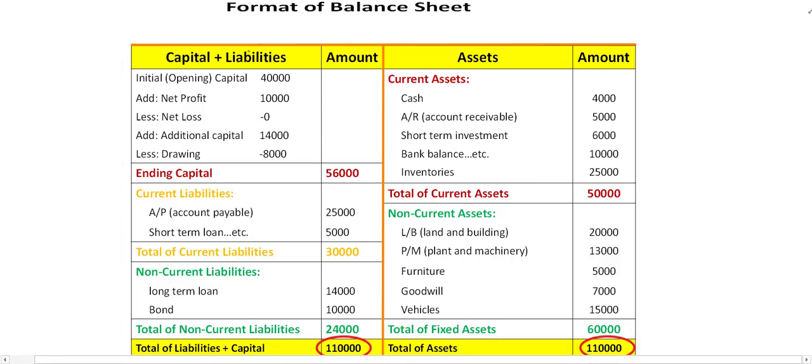So this is the case. On the left side, we have capital plus liability, and this is the amount. On the other side, we have assets and one column for the amount. So it doesn't matter whether assets are recorded on this side or whether capital and liability are recorded on this side.